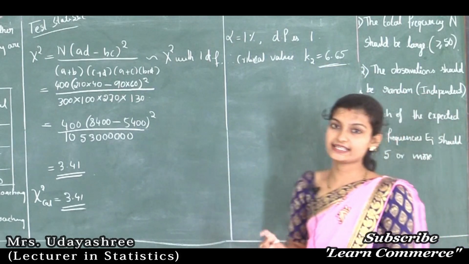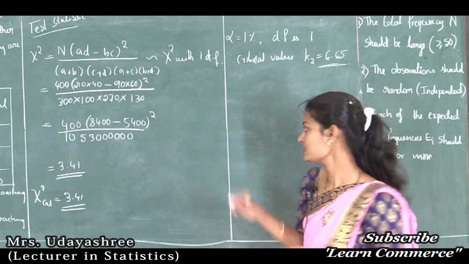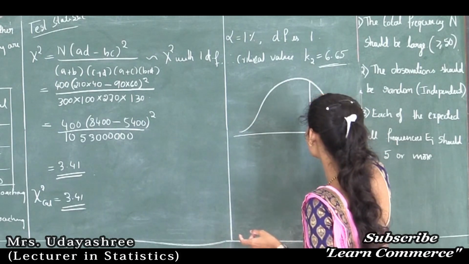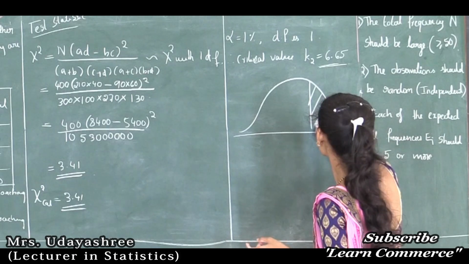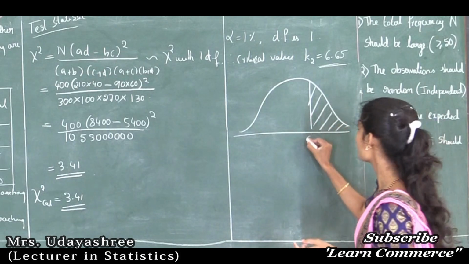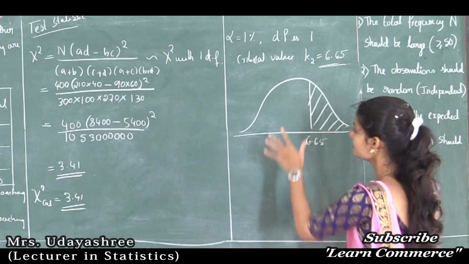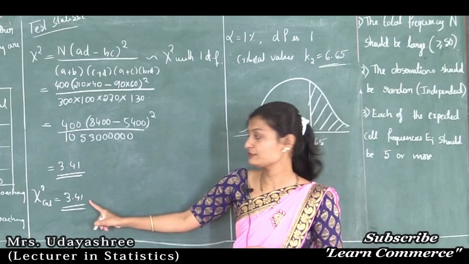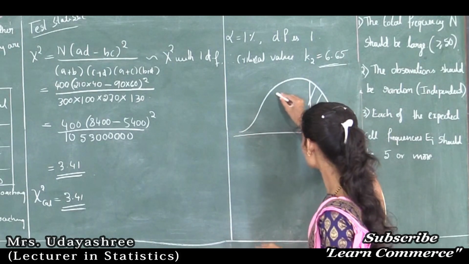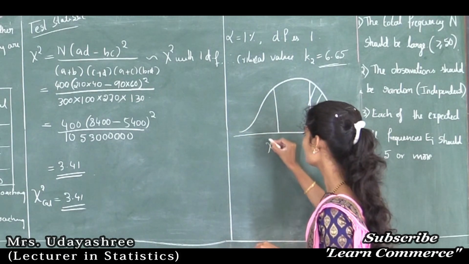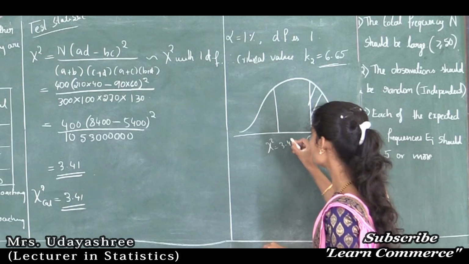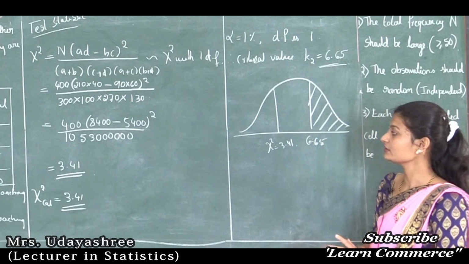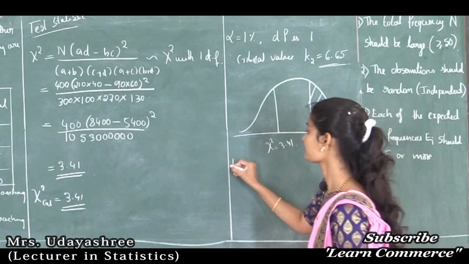What does upper tail test mean? This is a right tail test. For a right tail test, the rejection region is located on the right side of the probability curve like this. So this is the rejection region, starting from the value 6.65, and this is the acceptance region. Here the calculated value is 3.41, and that value comes here. The calculated value lies in the acceptance region, therefore H0 is accepted.